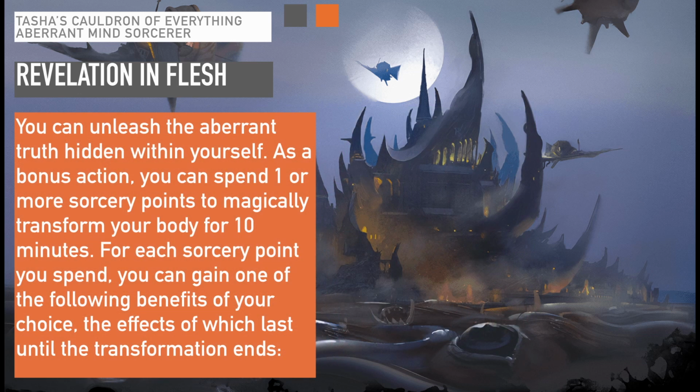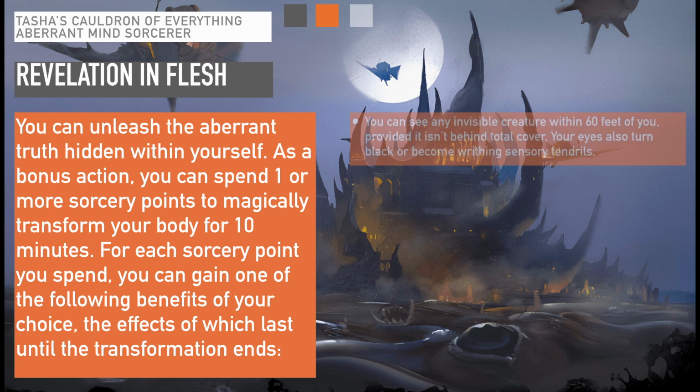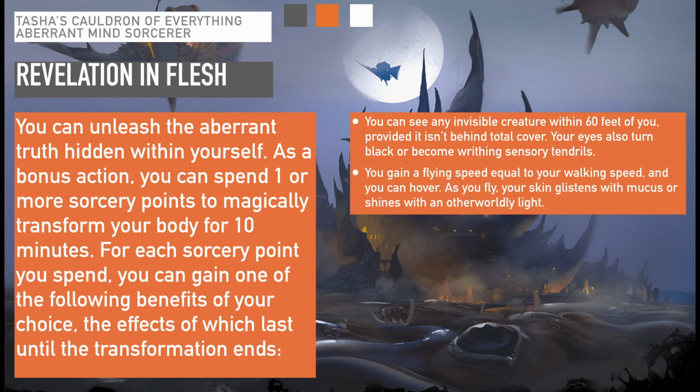You can unleash the aberrant truth hidden within yourself. As a bonus action, you can spend 1 or more sorcery points to magically transform your body for 10 minutes. For each sorcery point you spend, you can gain one of the following benefits of your choice, the effects of which last until the transformation ends. You can see any invisible creatures within 60 feet of you, providing it isn't behind total cover. Your eyes also turn black or become writhing sensory tendrils. It's quite gross. You gain a flying speed equal to your walking speed, and you can hover. As you fly, your skin glistens with mucus or shines with otherworldly light.